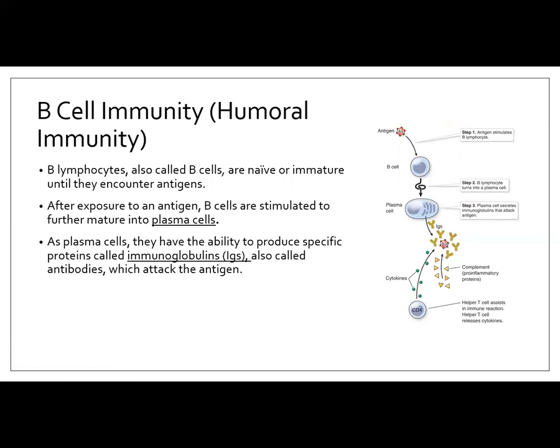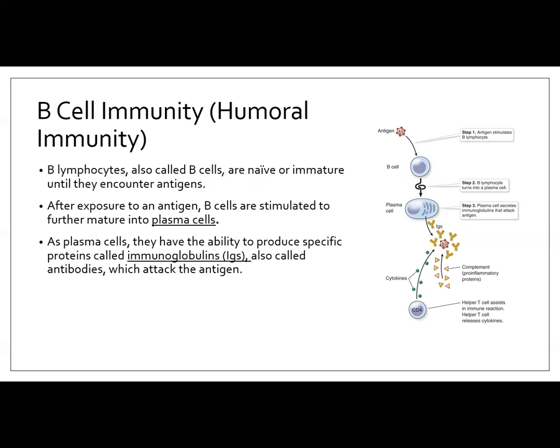Your B cell immunity is your humoral immunity. B lymphocytes, also called B cells, are naive or immature until they encounter an antigen. After exposure to an antigen, B cells are stimulated to further mature into plasma cells. As plasma cells, they have the ability to produce specific proteins called immunoglobulins, also called antibodies, which attack the antigen.